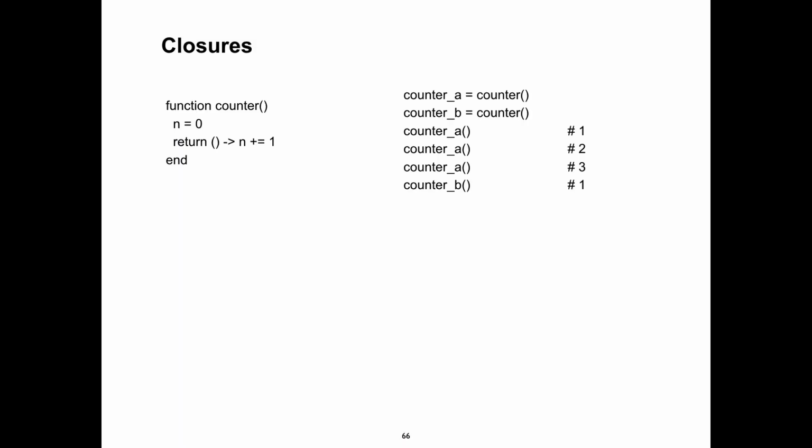Right, so I can create a bunch of counter objects and I can then execute them, right? And that state is recalled, because closures remember their local environment and keep track of it. So when I call counter A, I get 1 returned. When I call counter A again, I get 2, and I get 3. But B remembers that it's just at 1.